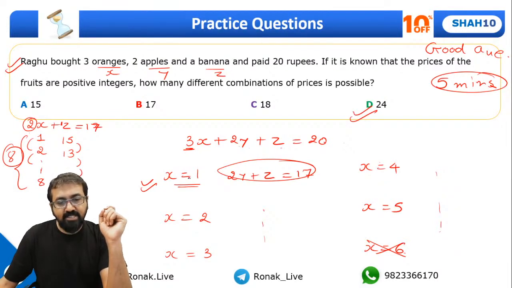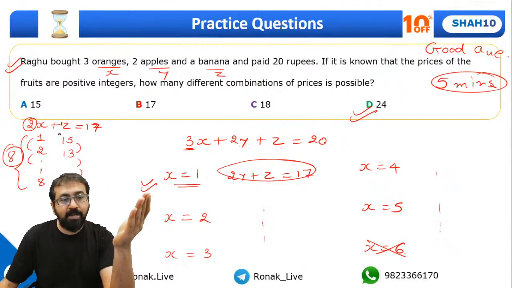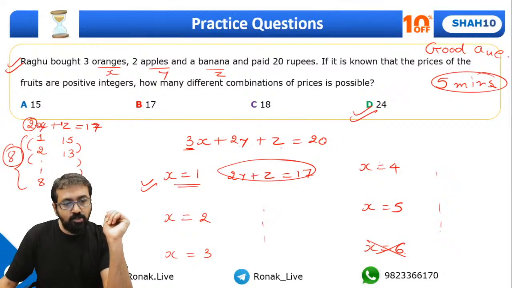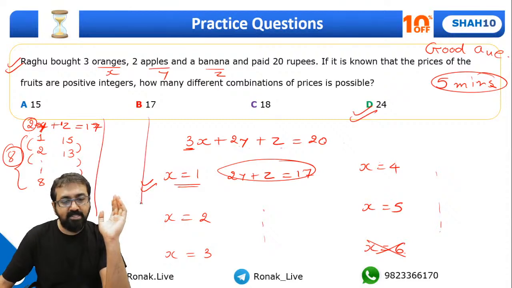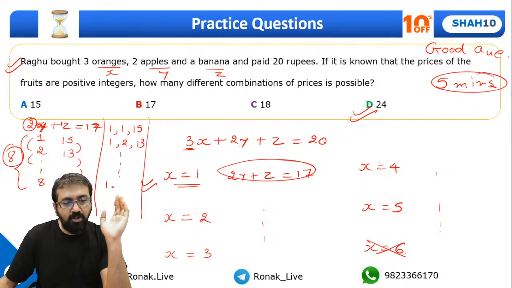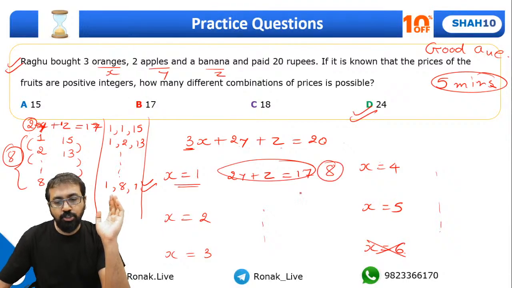So when you take X equal to 1, there are 8 possible prices for Y and Z. Guys, this is Y, by the way. If I just want to write down those 8 prices, this is how you can write: 1, 1, 15, then 1, 2, 13, and so on and so forth up to 1, 8, 1. So these are the 8 prices. We got 8 solutions over here.